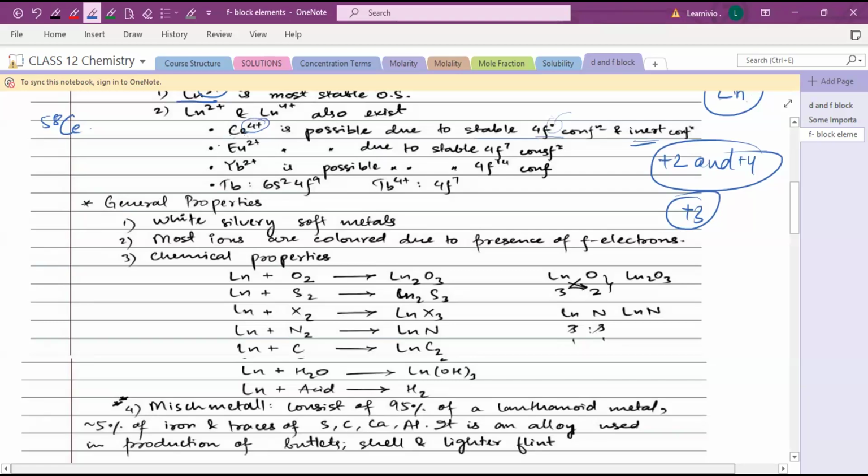Similarly, Eu2+. Eu is basically europium. So europium 2+ is possible. Why? Due to the stable 4f7 configuration. Again, as we have discussed in the d block elements, transition elements, the half filled and fully filled configurations are most stable. So similarly here in f orbitals, you know the maximum number of electrons in the f orbitals? Yes Rimdha, maximum number of electrons in the f orbitals.